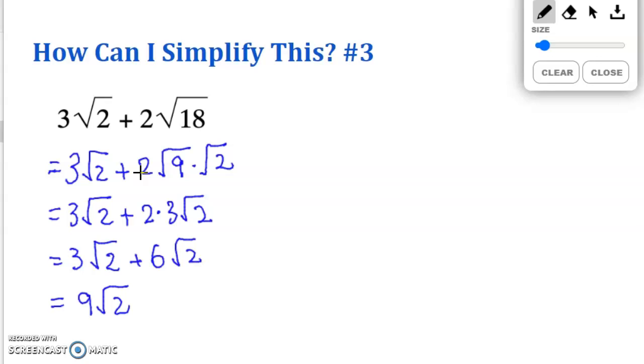So you get 3 root 2 plus 2 times square root of 9 times square root of 2. That simplifies to 3 root 2 plus 2 times 3 root 2. So that becomes 3 root 2 plus 6 root 2, which is 9 root 2. So you have 3 lots of square root of 2 plus 6 lots of square root of 2. So you get 9 lots of square root of 2 altogether.